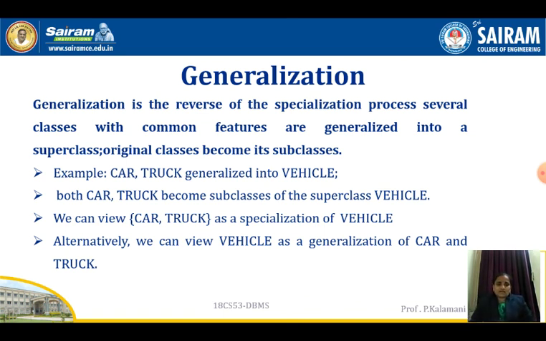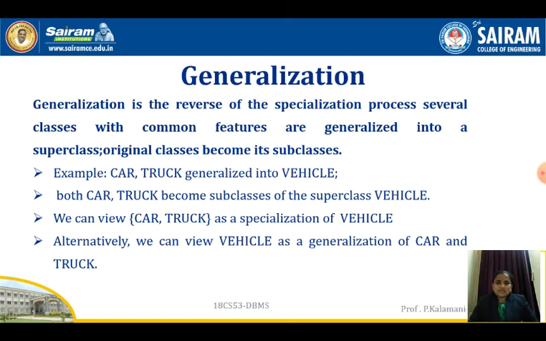Now I think we understood that for any superclass, we may have different subclasses that may be derived based on their role, their job nature, and then any of the other characteristics. Generalization is the reverse process of specialization. Several classes with common features are grouped into a single class, called the superclass. So the original classes become its subclasses.